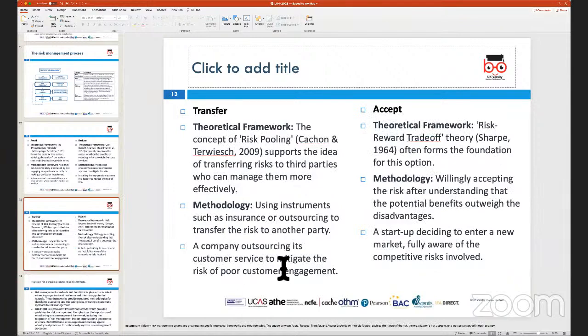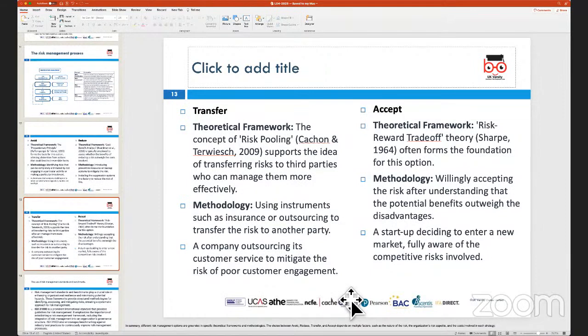And then we look at examples of transfer and accept. Transfer could be a company outsourcing its customer services to mitigate the risk of poor customer management. So here, the company might outsource its call center services to a different company or an expert business, which is primarily going to look after dealing with customers. This would allow the company to get on with the operational side of things, but the customer complaint side would be outsourced to a company which is apt and very competent in providing a good customer experience.